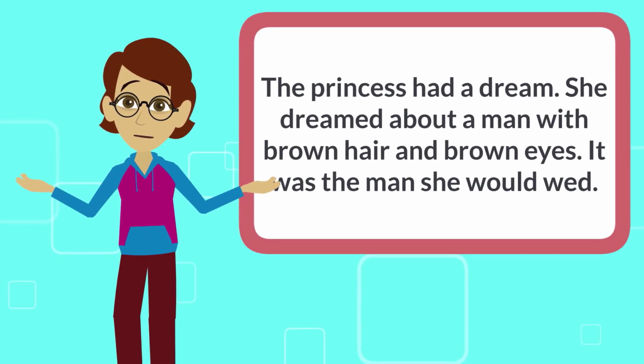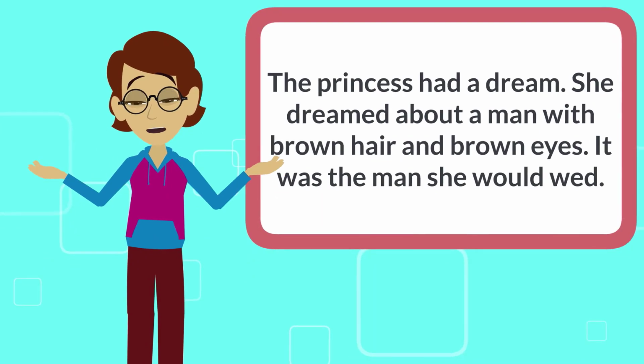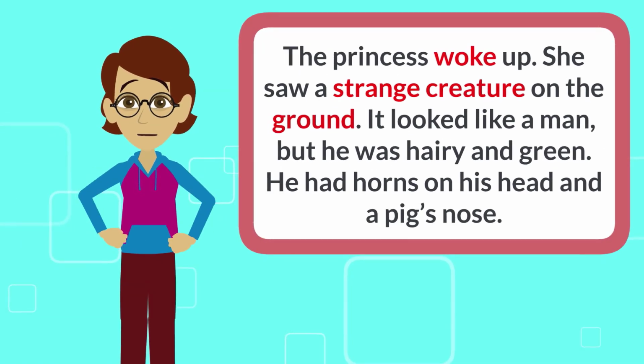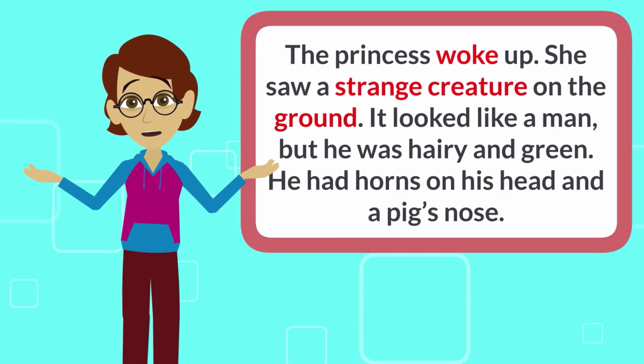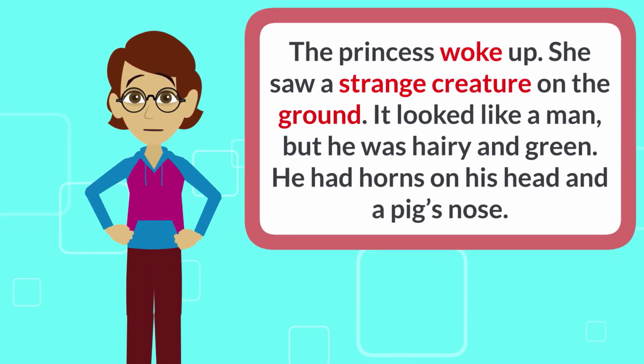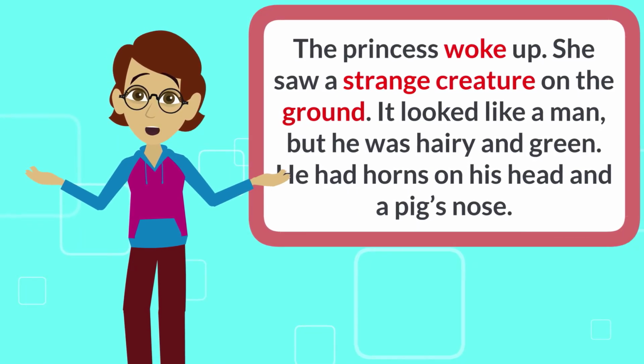The princess had a dream. She dreamed about a man with brown hair and brown eyes. It was the man she would wed. The princess woke up. She saw a strange creature on the ground. It looked like a man, but he was hairy and green. He had horns on his head and a pig's nose.